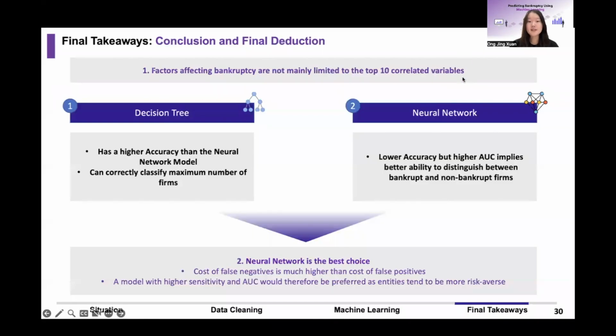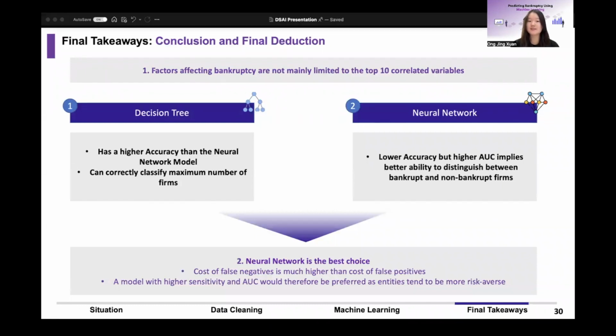After comparing machine learning models, we can conclude that models trained using the full dataset perform better than those trained with only the top 10 variables. This suggests that factors affecting bankruptcy are not just limited to the top 10 correlated variables, and businesses need to consider all aspects of their operations to identify potential bankruptcy risks.